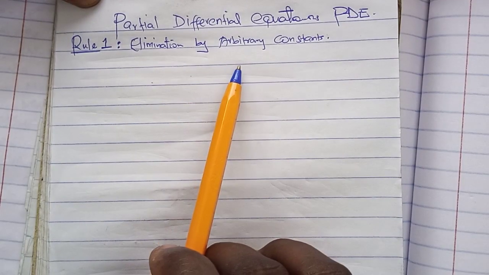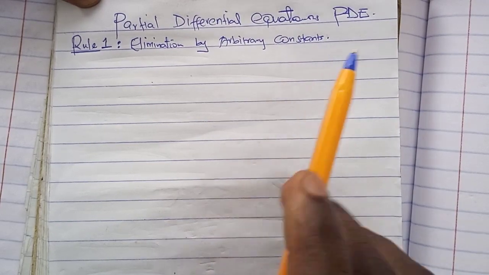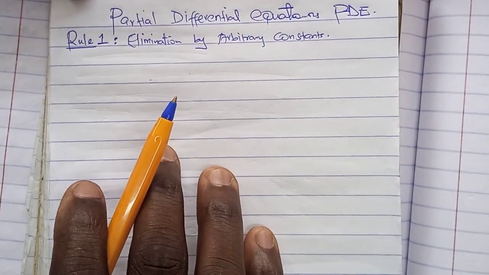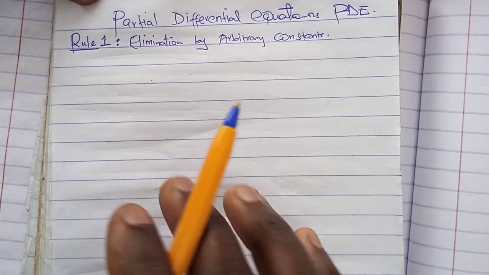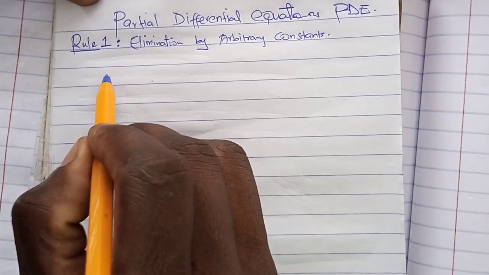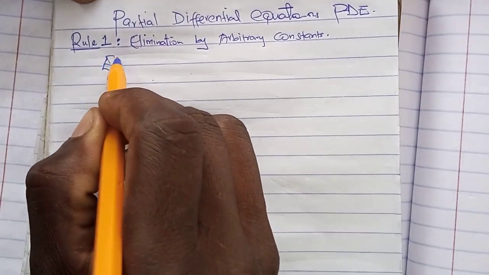Let me take you through partial differential equations, rule number 1: elimination by arbitrary constants. So we want to form a PDE by eliminating arbitrary constants. Let us use an example.